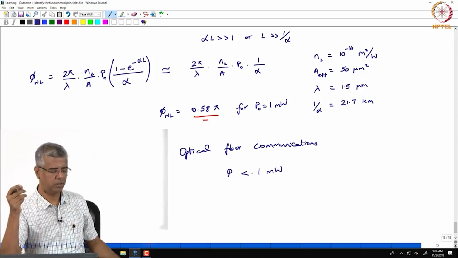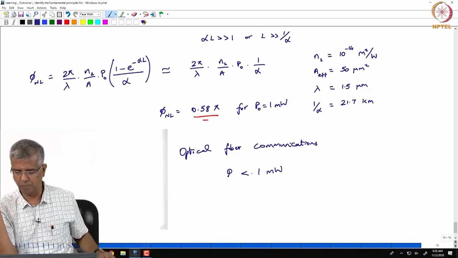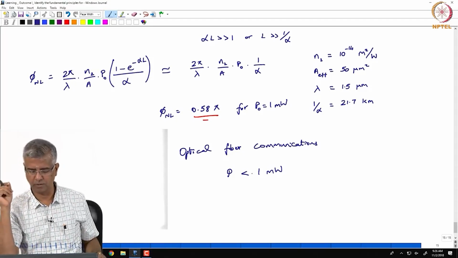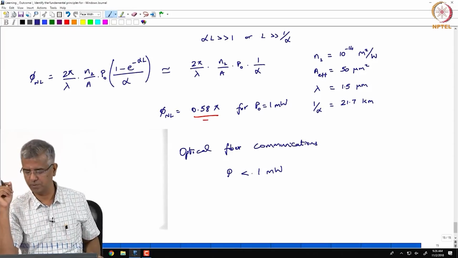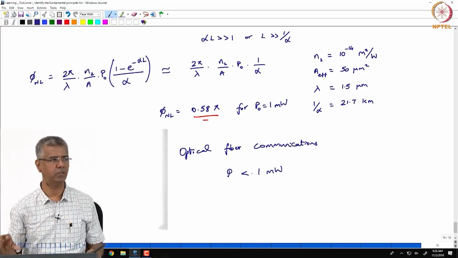But there is one more thing which is also quite important to consider. There is one more nonlinear effect that can limit the power that you use for optical fiber communications. So, let us move on to that. Is there any other question related to this?